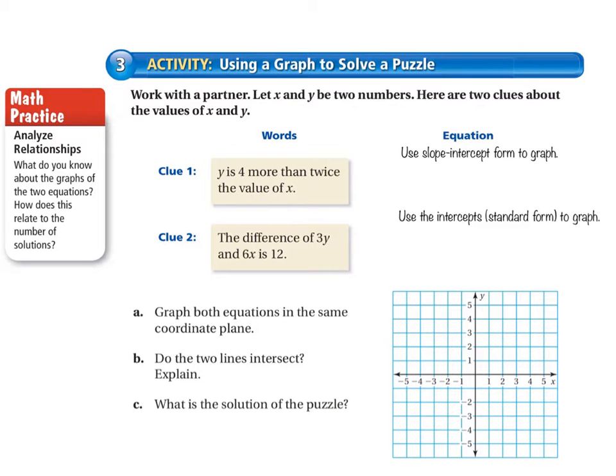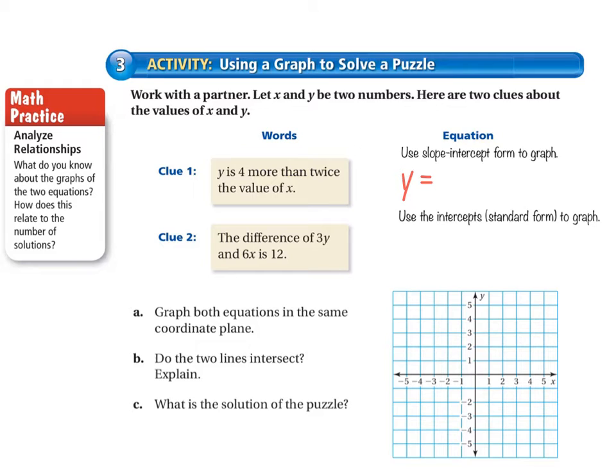All right, this next problem says, let x and y be two numbers. Here are two clues about the values of x and y. First clue says, y is 4 more than twice the value of x. So we have to write that as an equation. As an equation, it says y is, which means equals, y equals 4 more than twice the value of x.